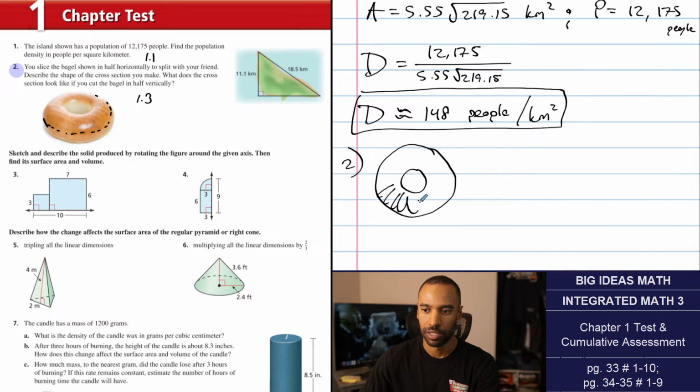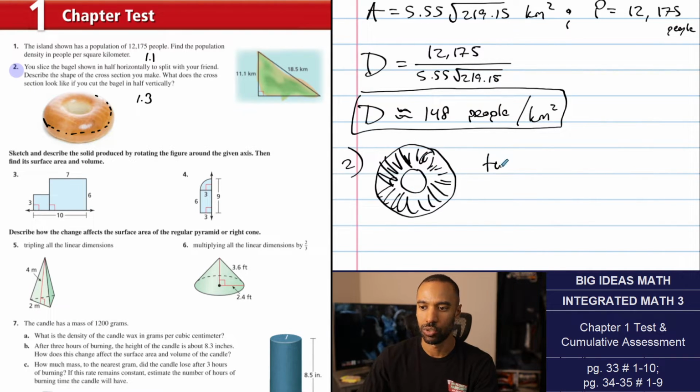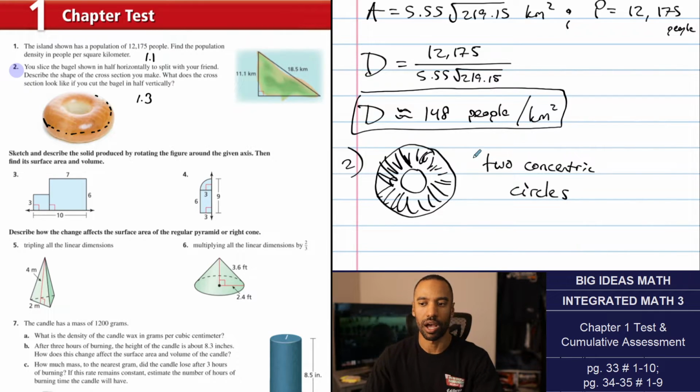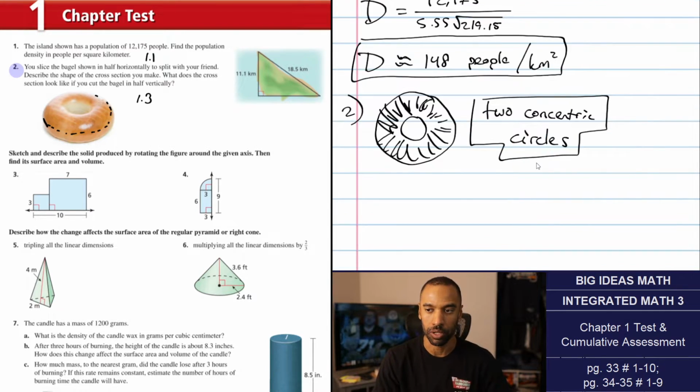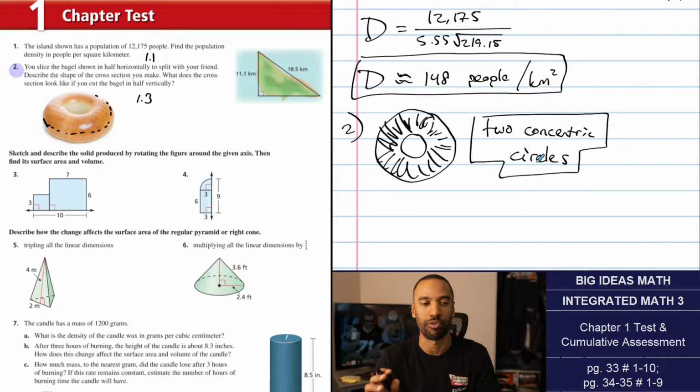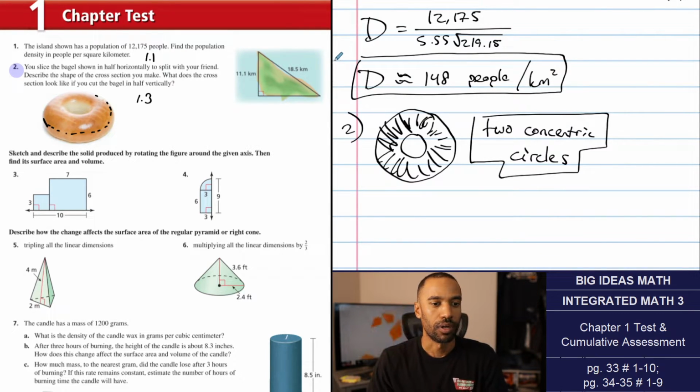Here's the bagel itself. Here's the food. But it looks like that. It looks like 2 concentric circles when I'm looking at it from the top down, at the 2D representation of my cross section. That's literally what a cross section is that everyone's seen before. What does the cross section look like if you cut the bagel in half vertically?